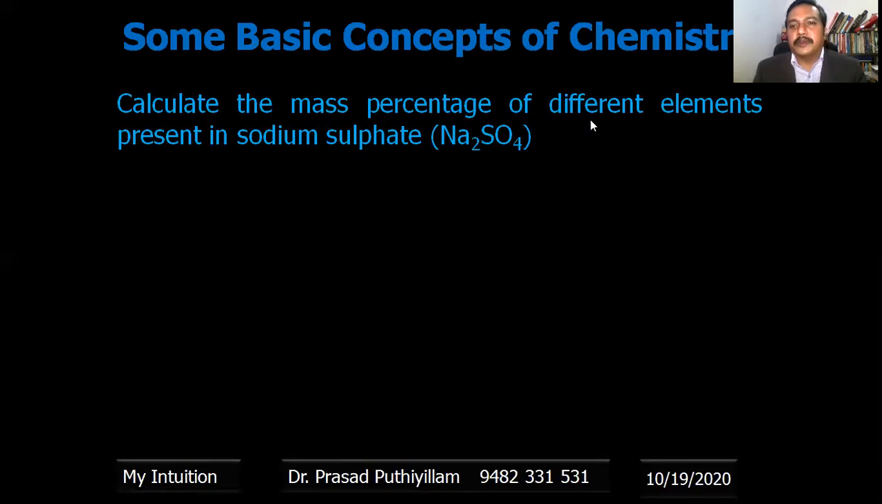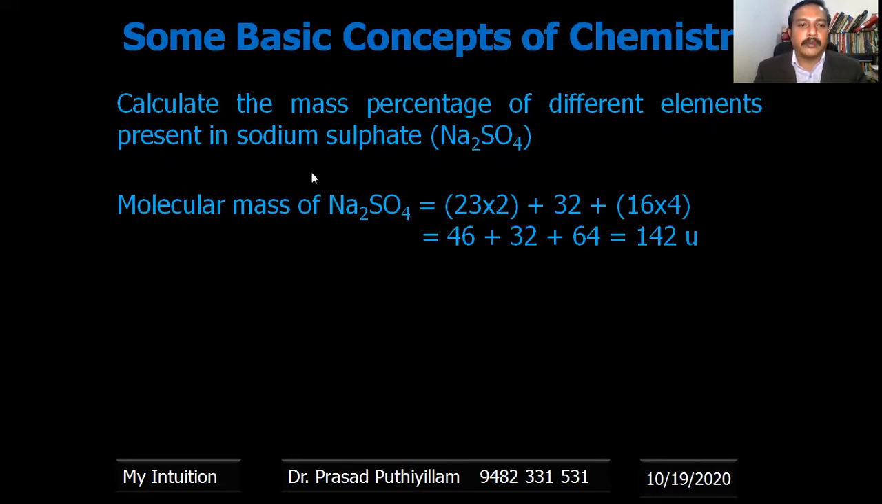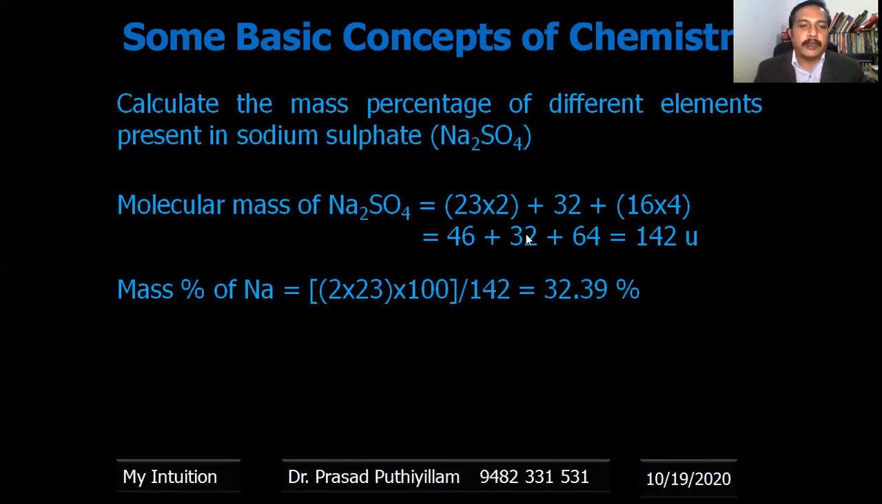Calculate the mass percentage of different elements present in sodium sulfate, that is Na2SO4. To calculate mass percentage, we should know the atomic mass of sodium, sulfur and oxygen. We should know the molecular mass of sodium sulfate. Therefore, let us calculate the molecular mass of sodium sulfate. It is 23 into 2, that is atomic mass of sodium 23 multiplied by 2, plus 32, the atomic mass of sulfur, plus 16, the atomic mass of oxygen, into 4. Therefore, the value is 142.